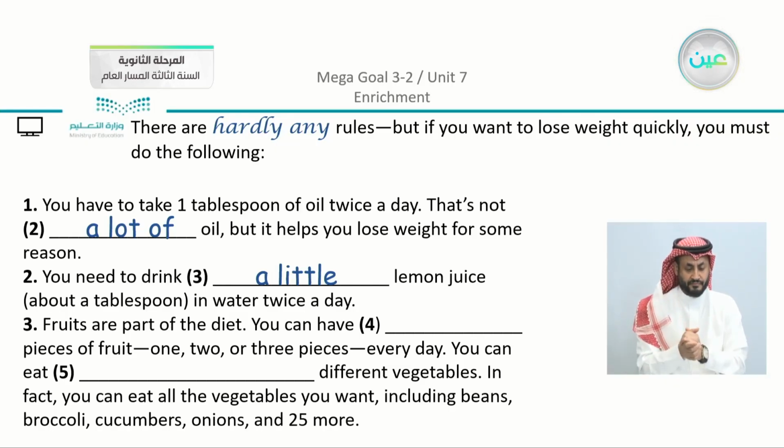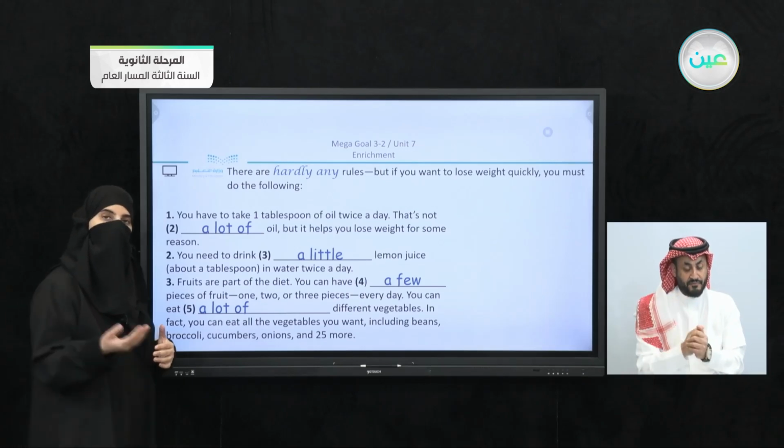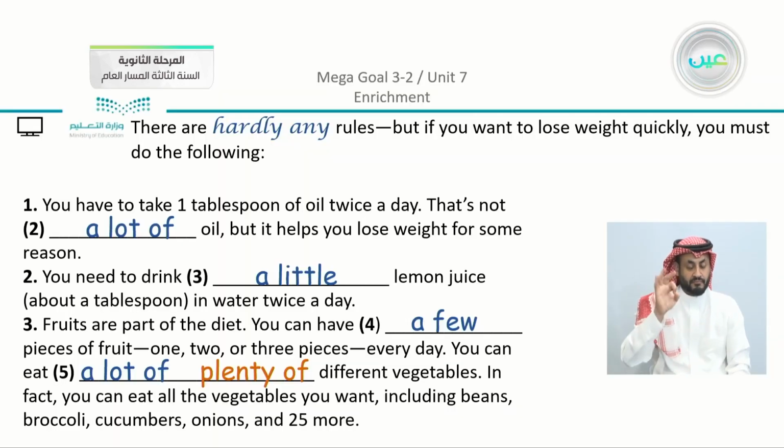Completing, fruits are part of the diet. You can have blank pieces of fruit, 1, 2, or 3 pieces every day. So based on 1, 2, or 3 pieces, we can say that we can have a few pieces of fruit. We're going to complete. You can eat blank different vegetables. In fact, you can eat all the vegetables you want, including beans, broccoli, cucumbers, onions, and 25 more. So here we can have one option, which is a lot of vegetables, or we can say also plenty of vegetables.